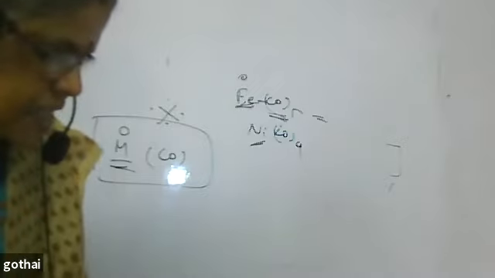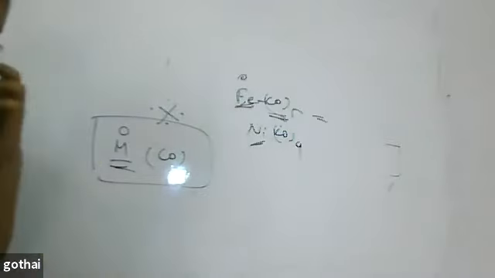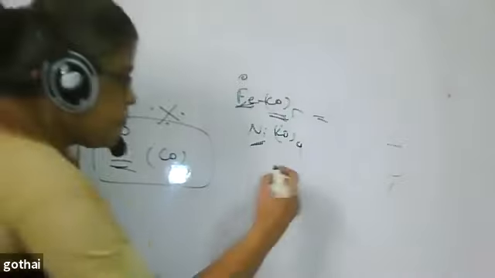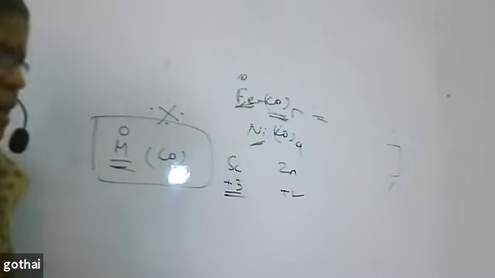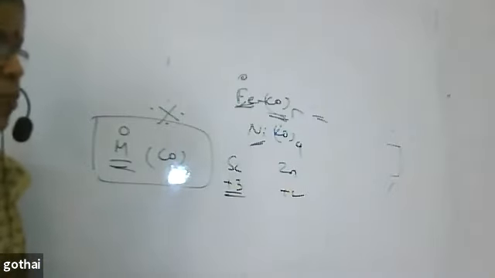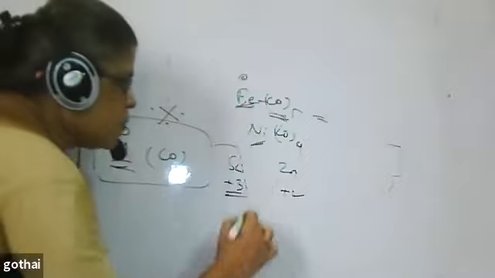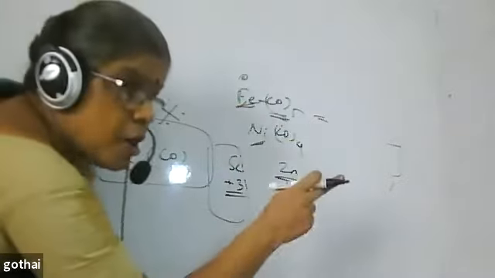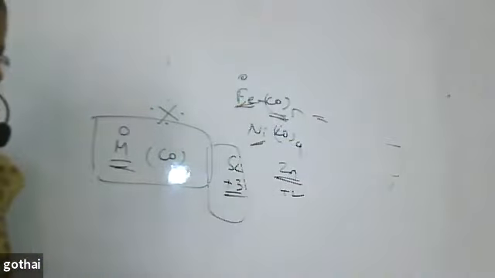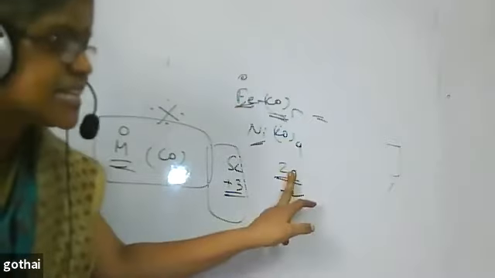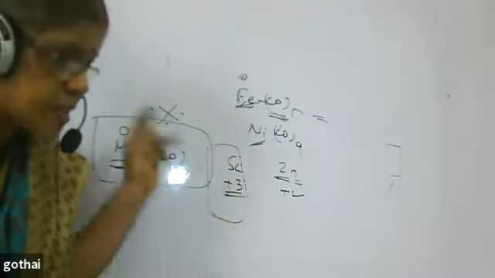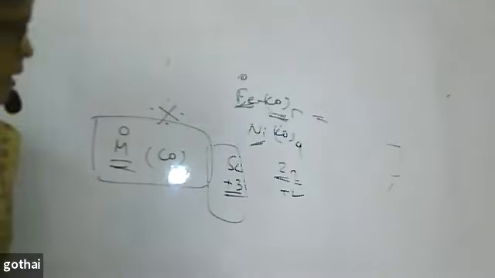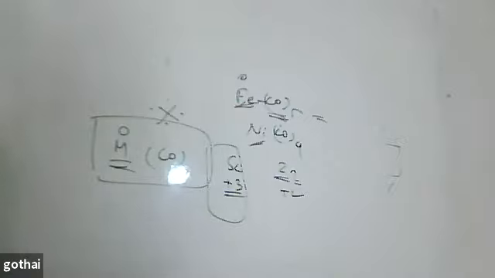Name a transition element which does not exhibit variable oxidation state. The question will be, don't say zinc. Zinc also shows +2. Scandium shows only 1 oxidation state. Which transition element shows only 1 oxidation state? Only scandium. Don't take zinc. Zinc is a d block element, but not a transition element. The definition you should remember: zinc is a d block element, but it's not a transition element. So the element which shows only 1 oxidation state is only scandium.